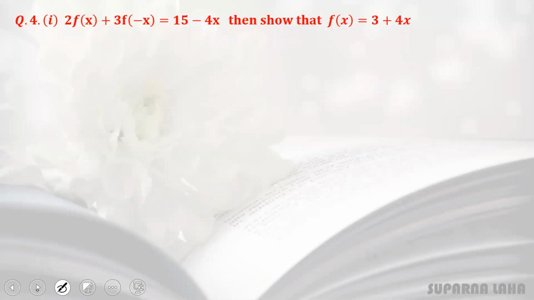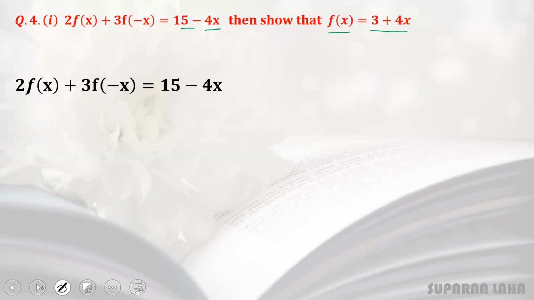2 f of x plus 3 f of minus x is given as 15 minus 4x. So this equation is given. From here you need to find f of x. Okay, so what is given? It's given 2 of f of x plus 3 f of minus x equals to 15 minus 4x. So numbering this one 1.